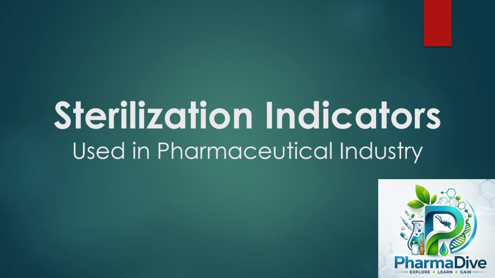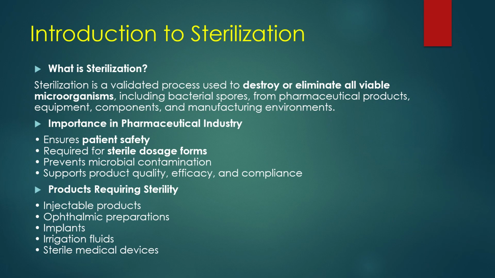Today's topic is sterilization indicators used in pharma industry. What is sterilization? Sterilization is a validated process used to destroy or eliminate all viable microorganisms, including bacterial spores, from pharmaceutical products, equipments, components, and manufacturing environments.